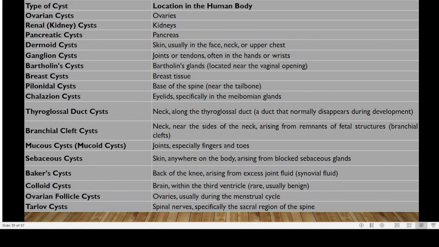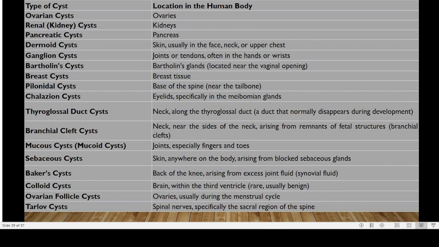Chalazion cysts are found in the eyelids, particularly in the Meibomian glands. We have also the thyroglossal duct cysts, found in the neck along the thyroglossal duct. Branchial cleft cysts are found in the neck. Also, we have the mucus cysts or mucoid cysts. These are found in the joints. Sebaceous cysts are found in the skin, anywhere on the body, arising from blocked sebaceous glands.